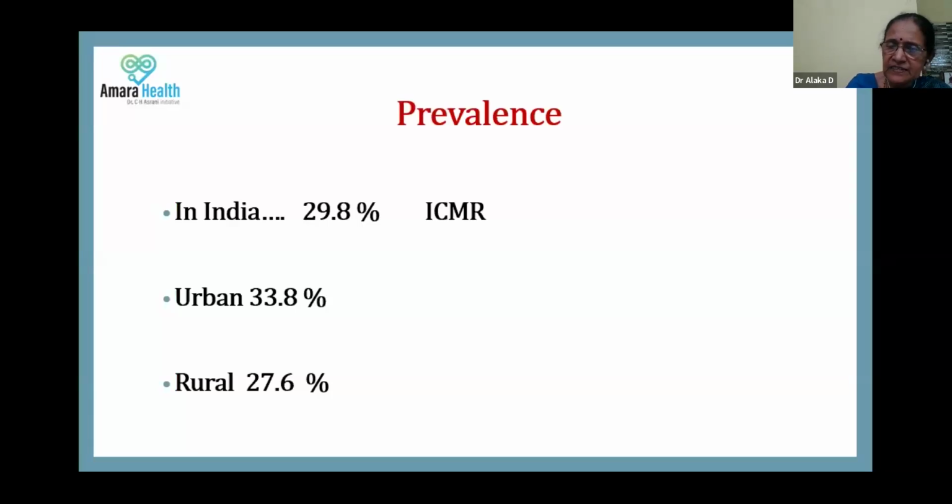In India, what is the prevalence of essential hypertension? This ICMR study shows the prevalence in India is 29.8%. In urban areas, it is 33.8%. That means 1 in 3 persons is hypertensive. Just imagine, every third person is hypertensive. And in rural areas, it is 27.6%. So overall prevalence is 29 or 30%. So remember, every third person coming to you may be hypertensive. It remains asymptomatic, and therefore, as a part of our routine examination, when we check the BP, we find that the person is hypertensive. Or the patient can present with complications of hypertension. We will discuss it a little later. So the prevalence is 30%.